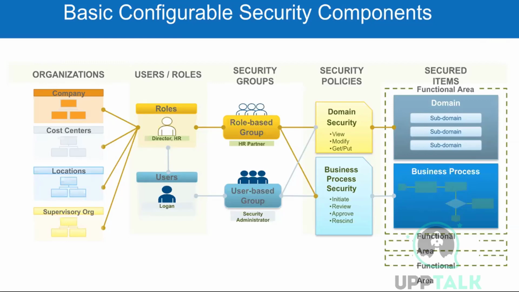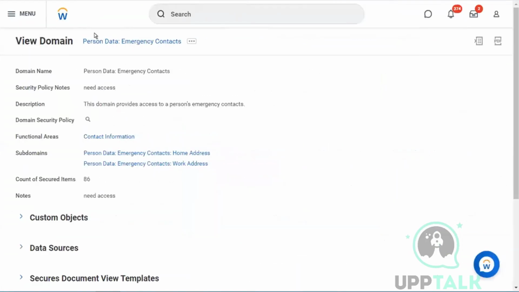But what are these domains? What are these business processes? That brings us to our next part, which is over to the left. Domain security and business process security. Now, each domain, if I look at this domain we are looking at, person data, emergency contacts, has about 86 secured items. I'll request you to make a note of secured items. Once you write secured items, pull out two arrows from it. In one arrow, write securable actions. And in the other arrow, please write securable reporting items.